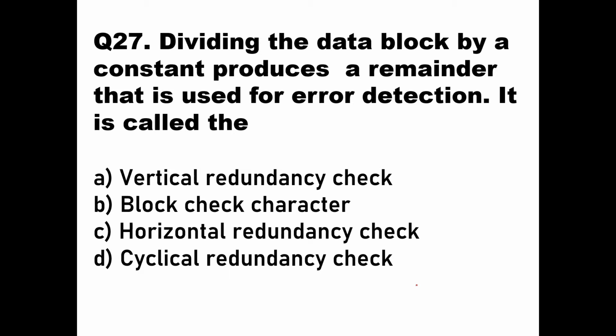If both the remainders are same, then there is no error. But if both the remainders are different, then there is an error happening. This method is used in cyclic redundancy check. So here the option will be cyclic redundancy check, option D. Okay. So dividing the data block by a constant produces a remainder, and that remainder is used at the receiver for error detection. And this method is used in a method called a CRC, cyclic redundancy check.